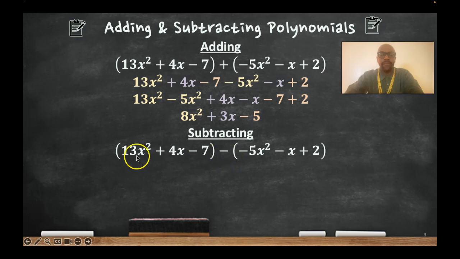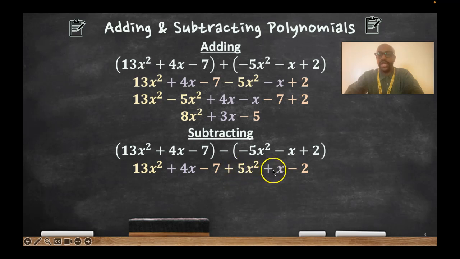Now with subtraction, there's a coefficient of 1 here, so we just bring this first parentheses down as is. And because we have a negative, this is like having a negative 1, so we have to distribute that negative 1 throughout this whole right parentheses. So negative 1 times negative 5x squared, negative 1 times negative 1x, and negative 1 times 2. And once I do that, I should get 5x squared, 1x, and a negative 2 in this right parentheses.